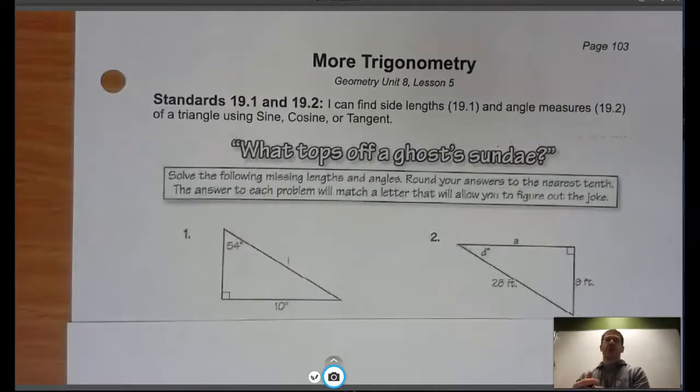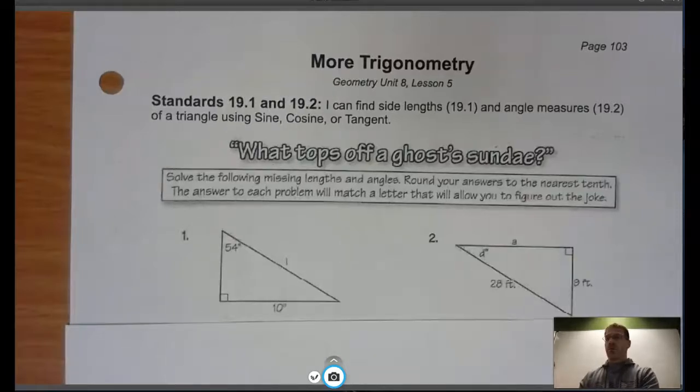So I'm going to run through a handful of examples once again so you can see how we set up those trig functions and how we solve for sides and angles, and just let you see all that work. So I'm going to jump in right here on number 1.